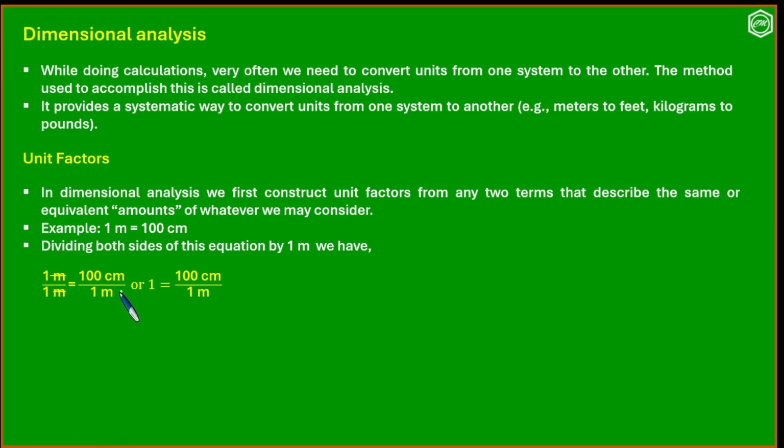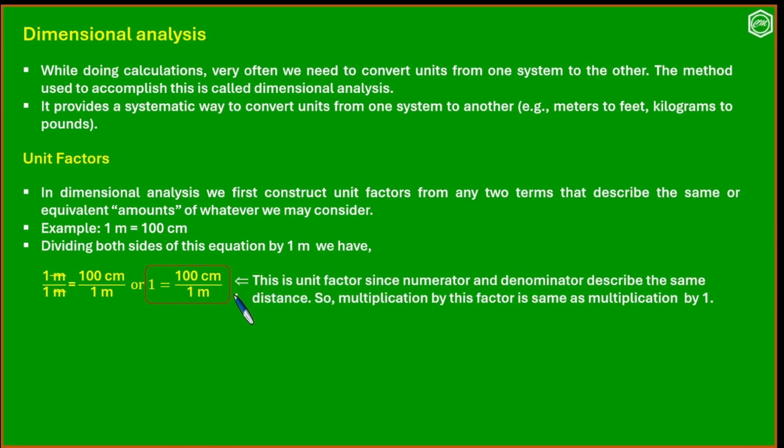Meter and meter cancel. Therefore, 1 is equal to 100 centimeter by 1 meter. And this is the unit factor, since the numerator and denominator describe the same distance. Therefore, the multiplication by this factor is the same as multiplication by 1.